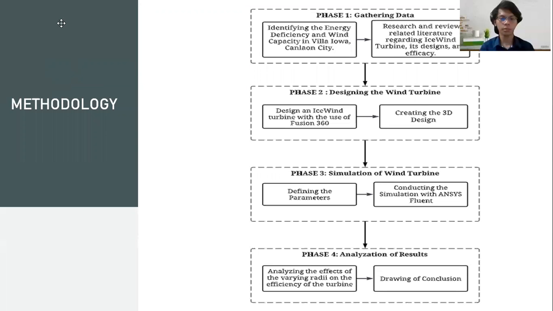For the methodology, presented here is the flowchart of the study. There are a total of 4 phases. Phase 1 is the gathering of data, which is specifically the statement of the problem, information regarding IceWind turbines, and the wind speed of the chosen area, which is Canlaon City. The second phase is the designing of the wind turbine using Fusion 360, a 3D modeling software. The third phase is the simulation of the wind turbine using ANSYS Fluent, as it is capable of computational fluid dynamics. Lastly, phase 4 is the analysis of results.